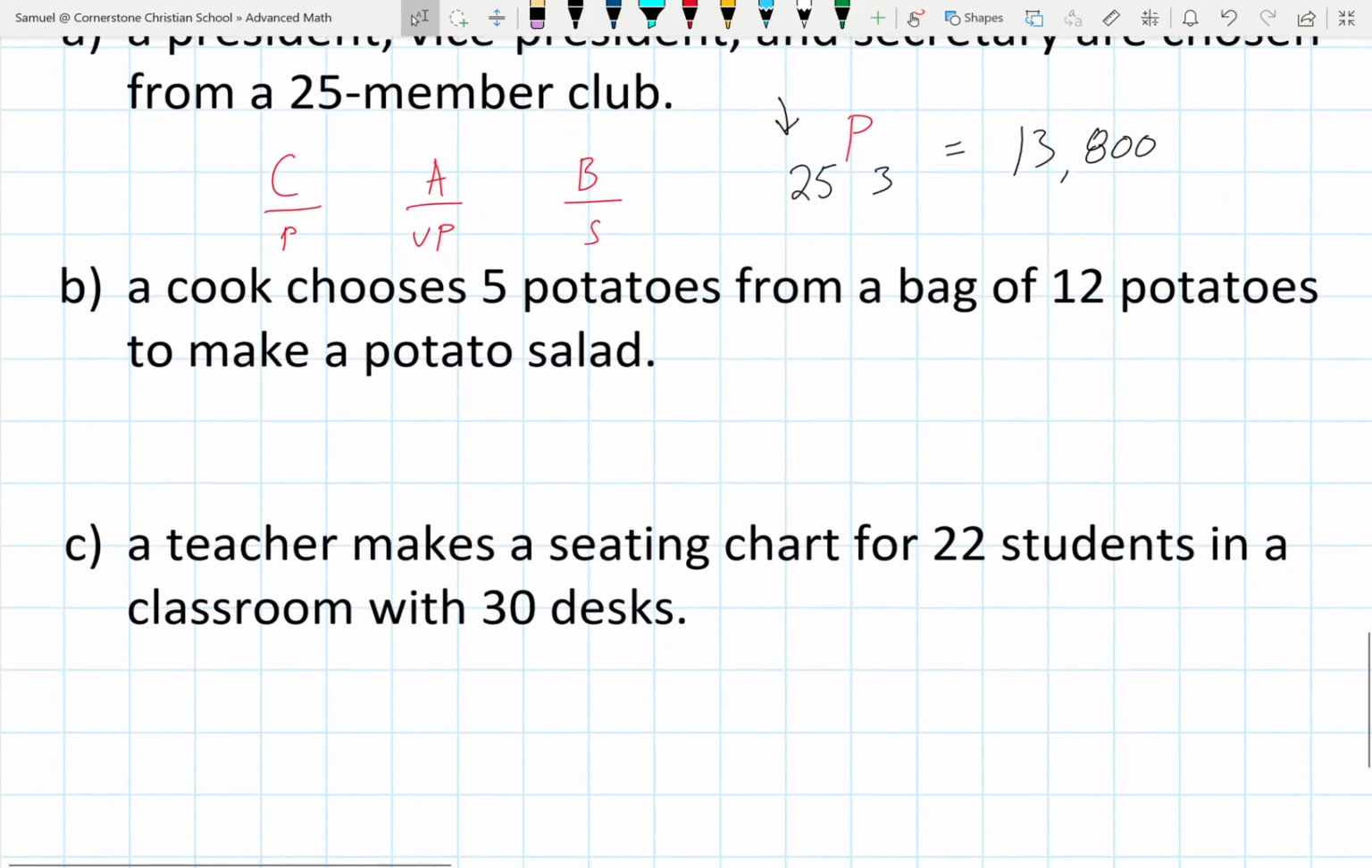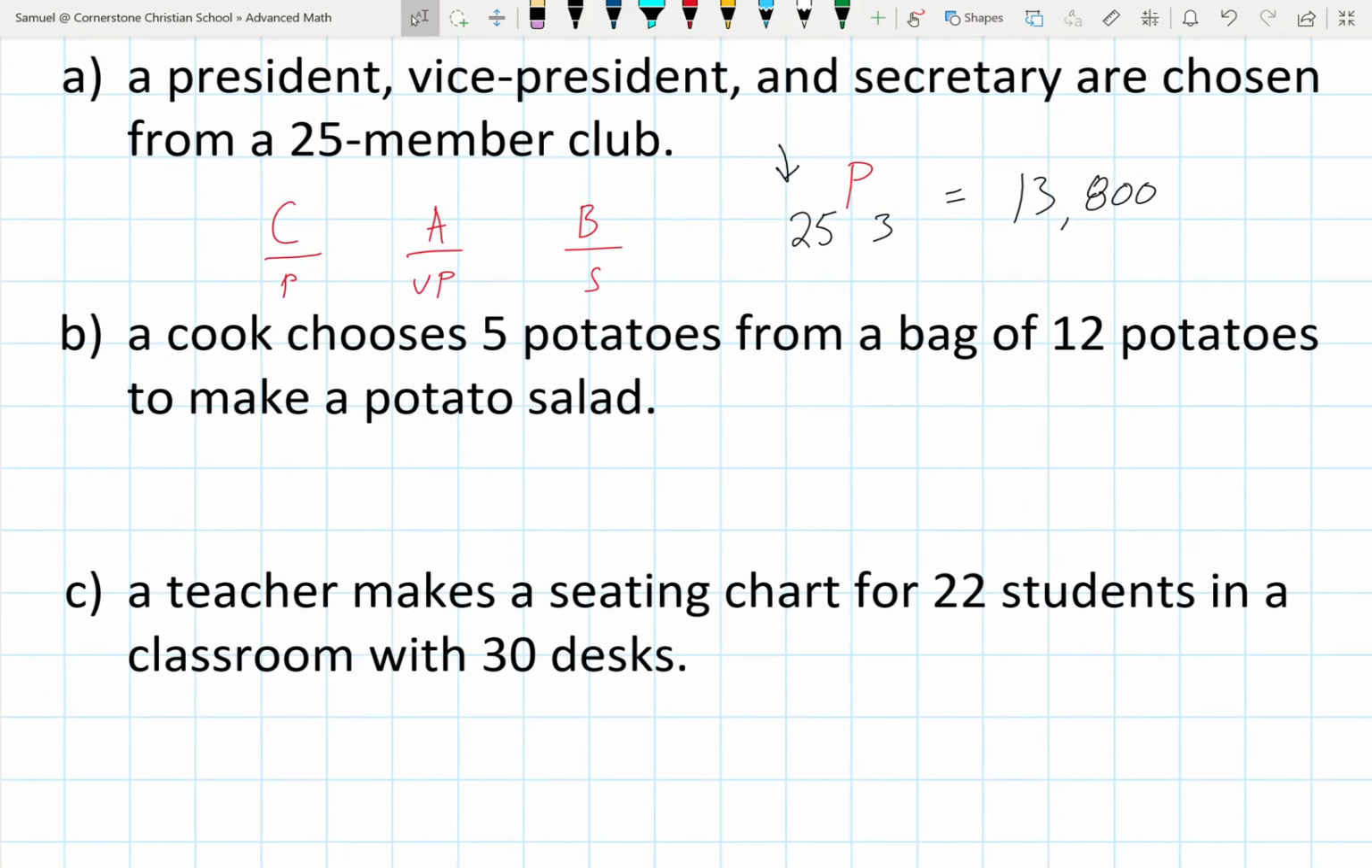Again, we want to determine on B if it is a permutation or a combination. So does the order in which I choose them matter? And so again, let's say I'm choosing 5 potatoes from a bag of 12 to make a potato salad. Now, if I choose A, B, C, D, and then E out of the bag, let's say I carved letters into it first, took my time there, into each potato.